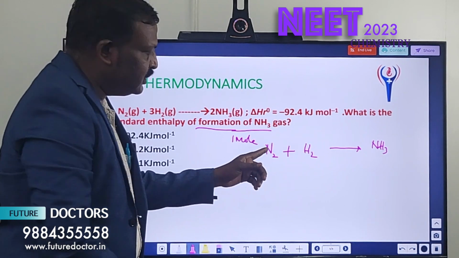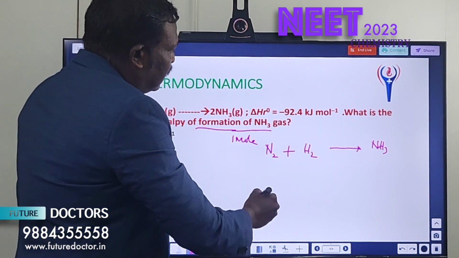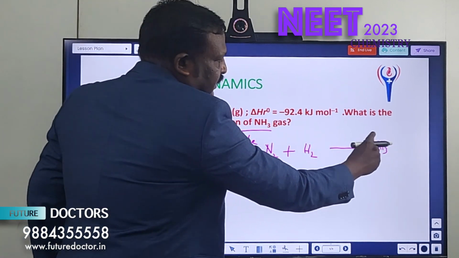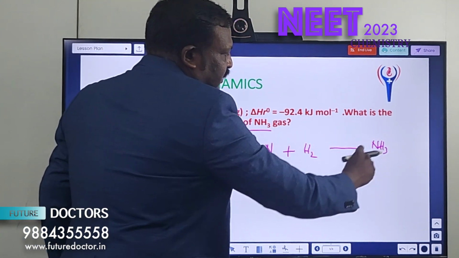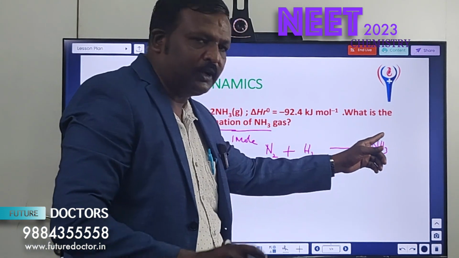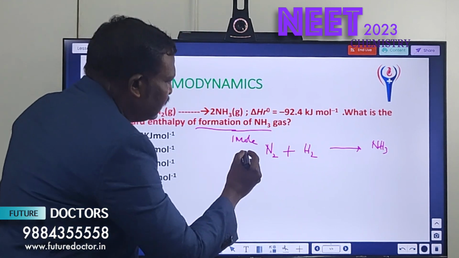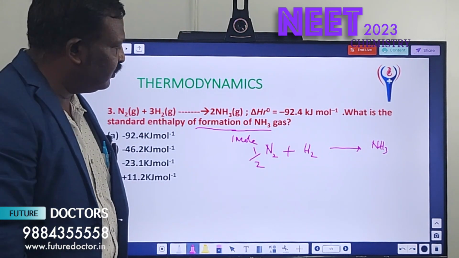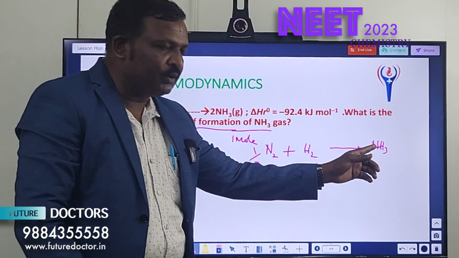So for N2, here we have to balance the equation. Then only you should not touch any. You should not add anything. You should not add any numbers in front of this. This is 1 mole of ammonia. For preparing 1 mole of ammonia, we should take half mole of N2. Are you following? We want to get 1 mole of ammonia.